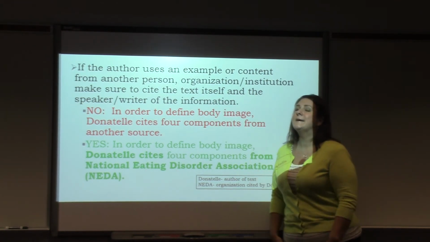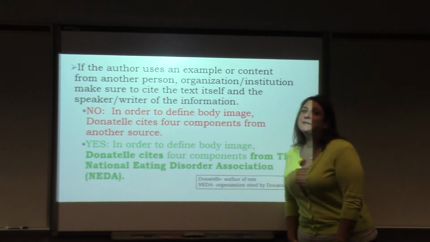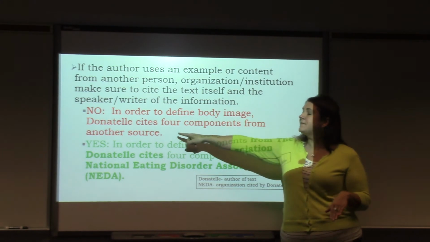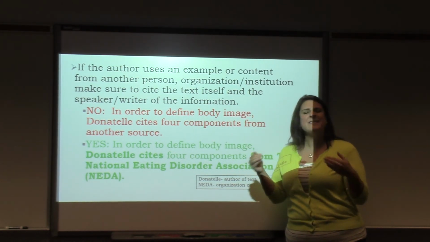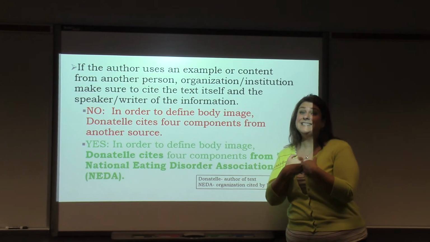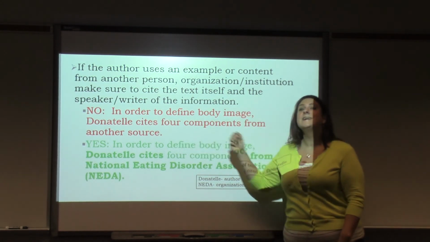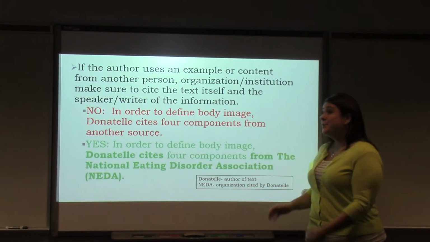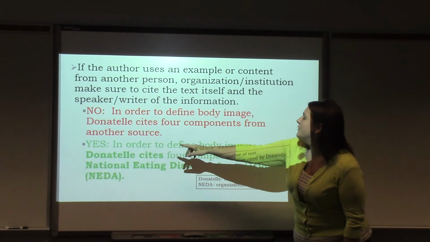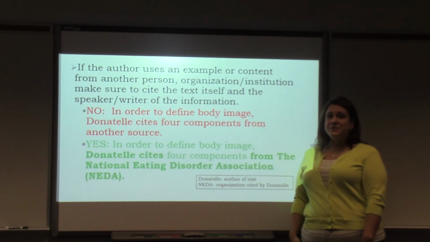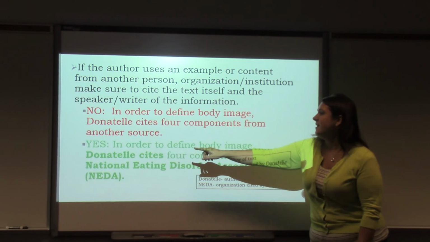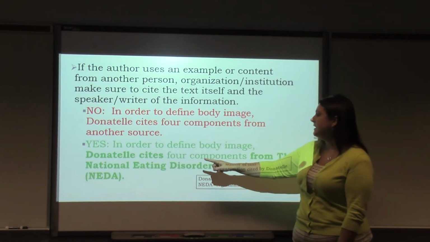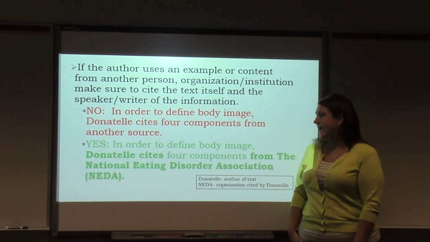So what do I mean? Something like this. You never want to do this. In order to define body image, Donatelle cites 4 components from another source. That's kind of boring and that doesn't lead me to where I need to be. Instead, you've got to put that source into your own writing so I know where to go to find it. What you want to do, in the green means go, in order to define body image, so there's your introducer, Donatelle, our author, cites, precise verb, 4 components from the National Eating Disorder Association, the NEDA.